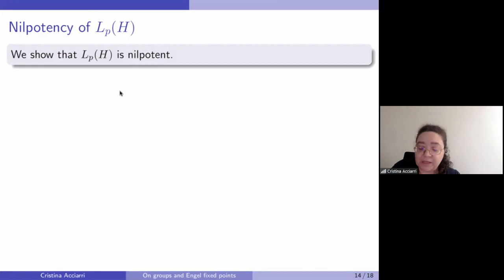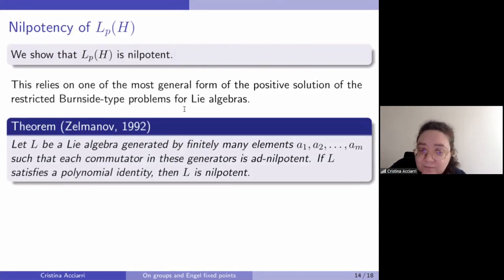How is this achieved? This is achieved using one of, let's say, the most general forms of the positive solution of the restricted Burnside problem. It's Zelmanov's theorem, saying that if L is a Lie algebra generated by finitely many elements, let's say a_1, ..., a_m, such that each commutator in these generators is ad-nilpotent, and if, moreover, you assume that L satisfies a polynomial identity, then L is nilpotent.